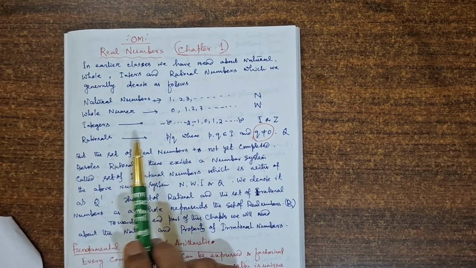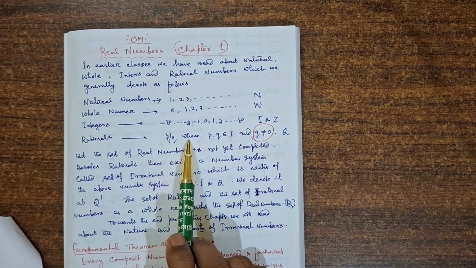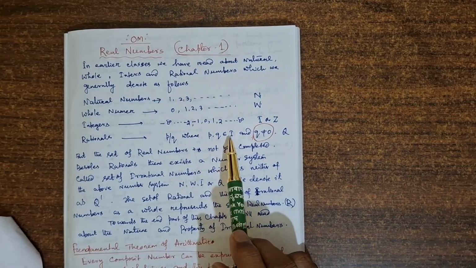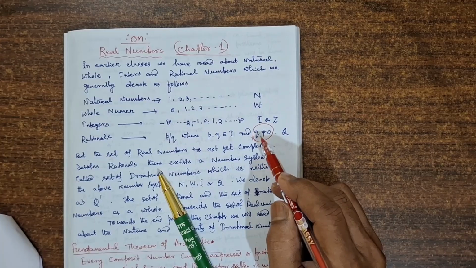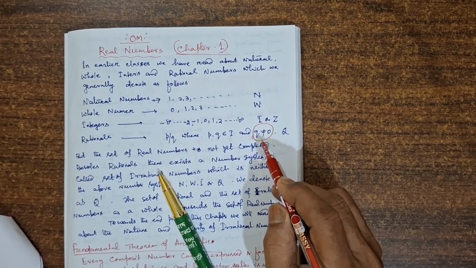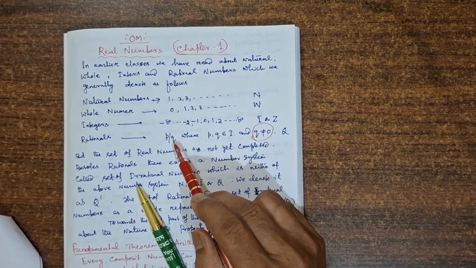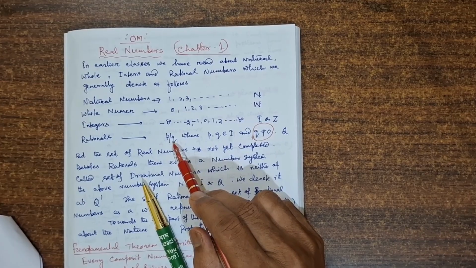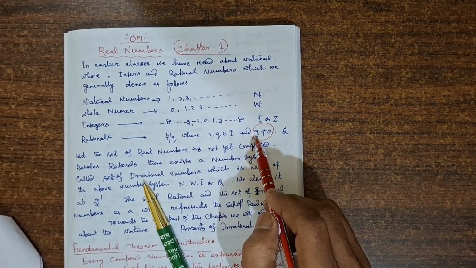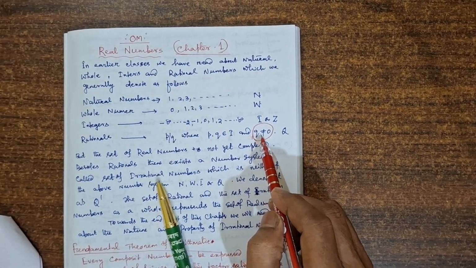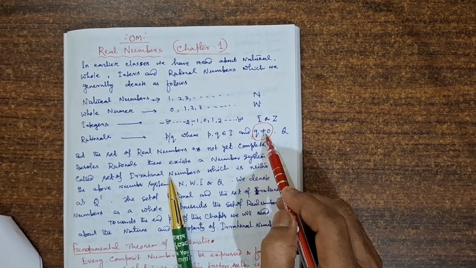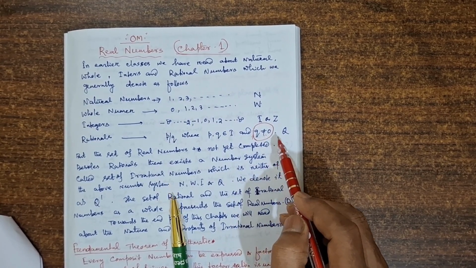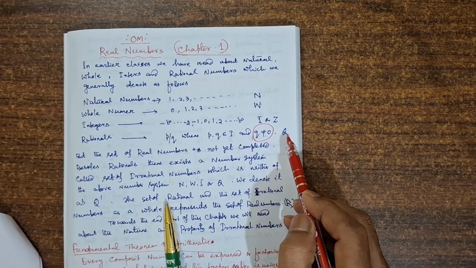And the rationals are in the form of p by q, where p and q belong to I and q is not equal to 0. This aspect is a major thing. Whenever we divide in p by q, we are dividing by q. When anything is divided in mathematics, the divisor should not be 0. The denominator should not be 0. So it is denoted as Q.